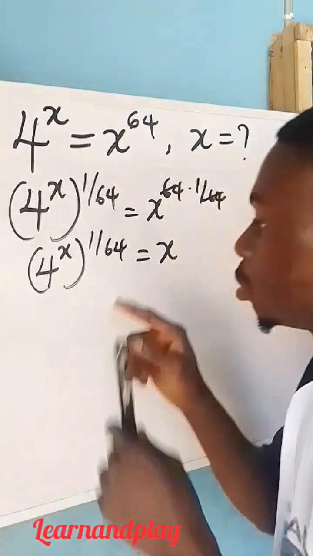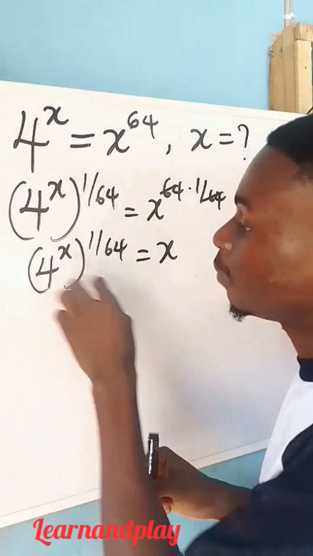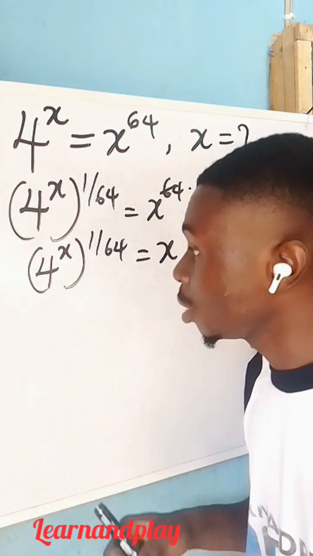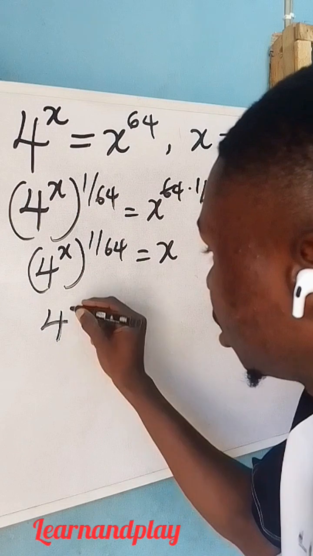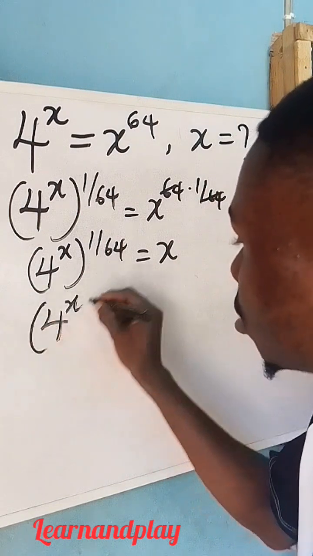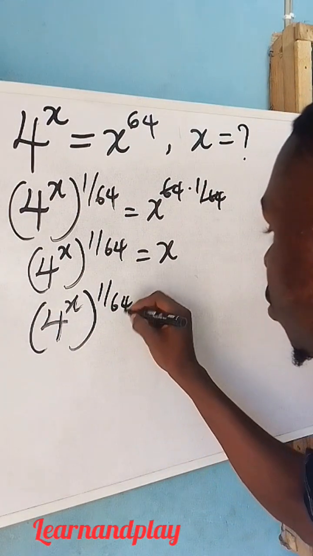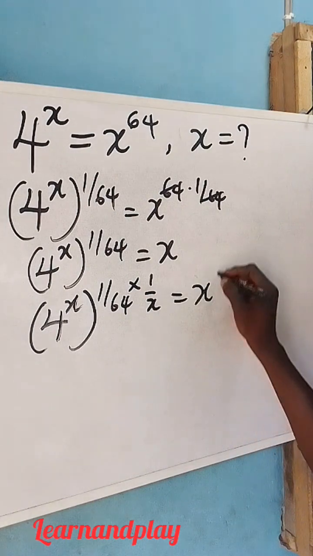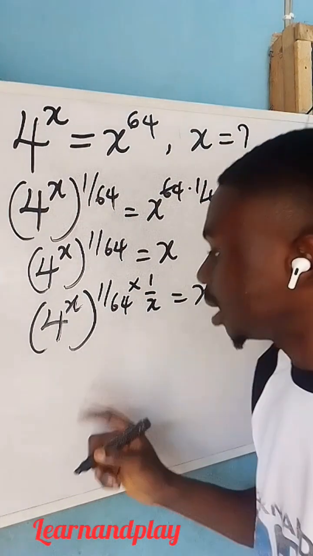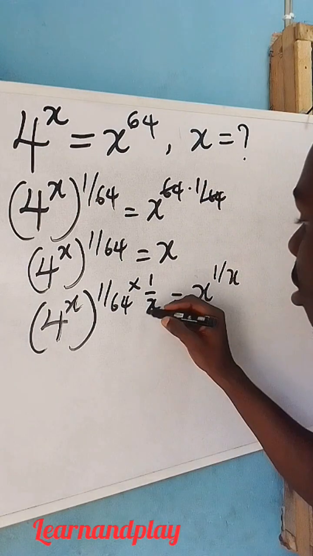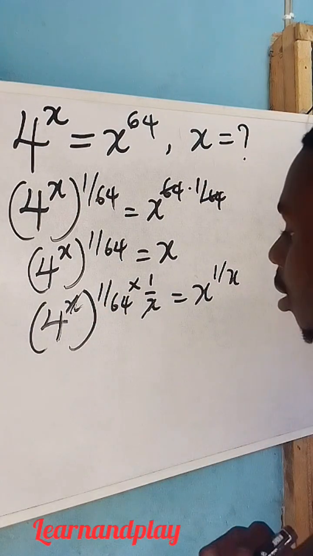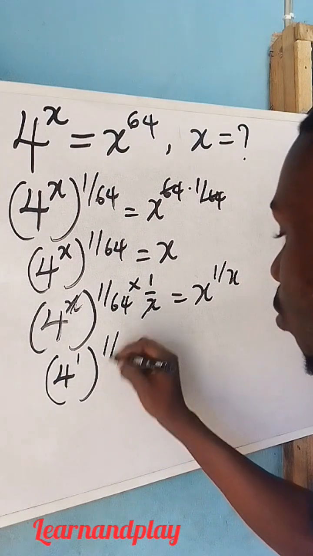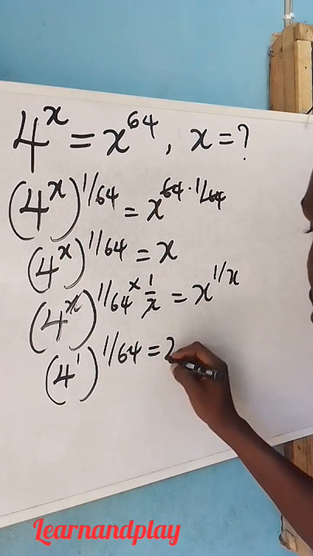So what we are going to do is to raise both sides again to the power of the reciprocal of x, which will give me 1 over x. So we are going to have 4 to the power of x, raised to the power of 1 over 64, multiplied with 1 over x, equal to x to the power of 1 over x. Now, by so doing, we can see that this cancels out this x, so we are left with 4 to the power of 1, raised to the power of 1 over 64, equal to x to the power of 1 over x.